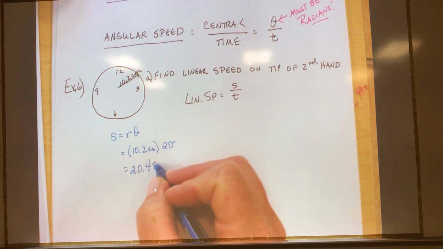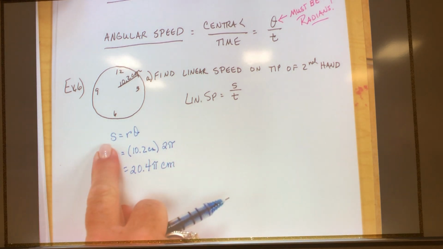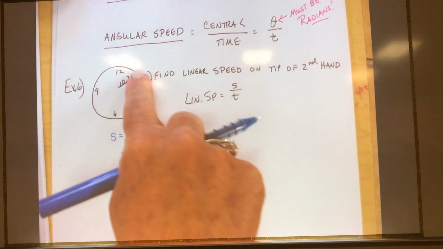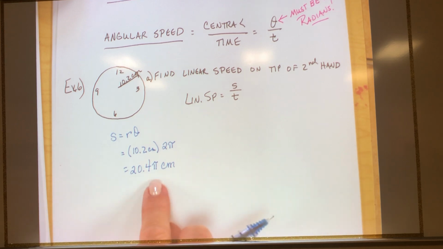I'm going to put the pi on there, and it is centimeters, okay? This is the length of the arc all the way around that circle. It's just its circumference, okay? All right, so there it is.